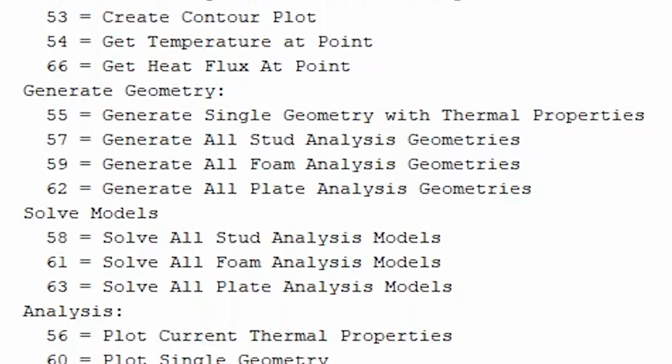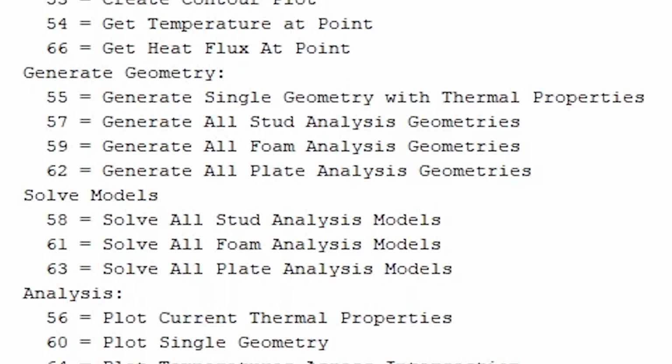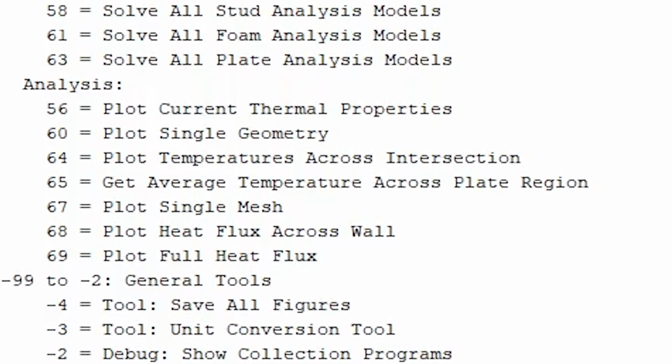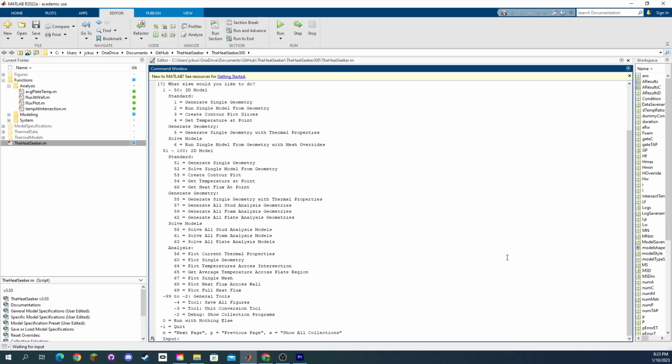The other collections should be fairly self-explanatory, but I would specifically like to draw your attention to collections 64 and 68, which plot the temperature and heat flux across the intersection between the wall and the foam, respectively. When choosing your collections, the order that you input them into the system is the order that they will run.